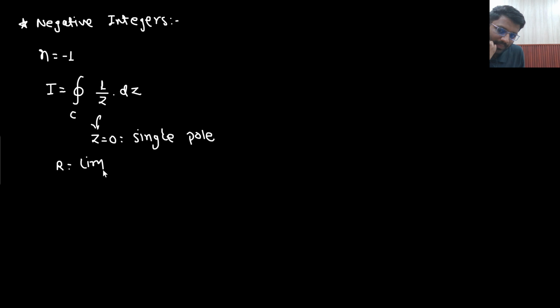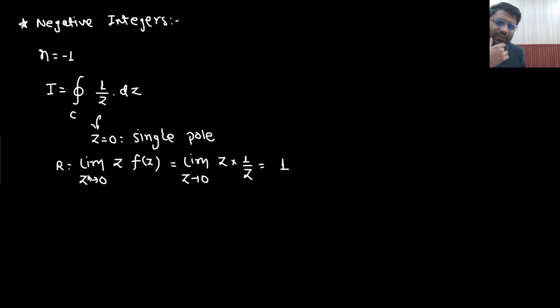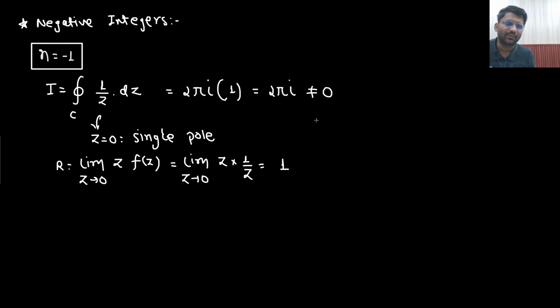That will come out to be the limit as z tends to 0 of z f of z. The limit as z tends to 0 of z times 1 by z. So what is the residue? The residue is coming out to be 1. So what is the answer for this? The answer would be 2 pi i into 1. That means the answer will be 2 pi i, which is not equal to 0. So when n is equal to minus 1, we are not getting the answer to be 0.